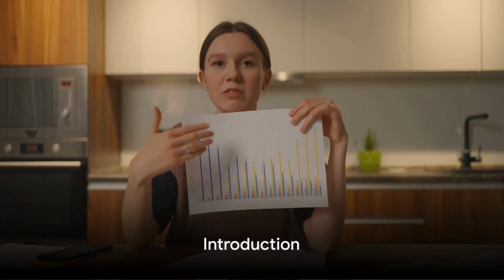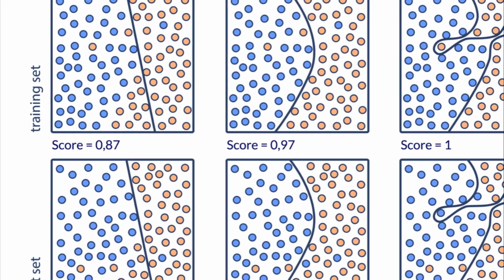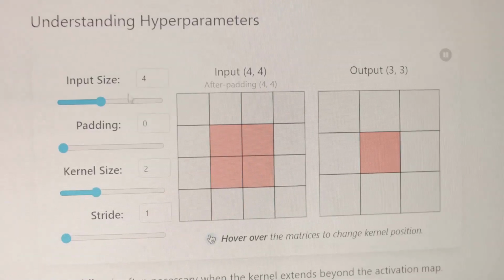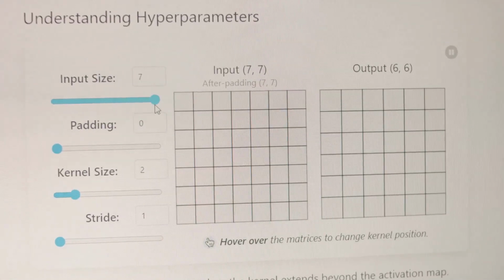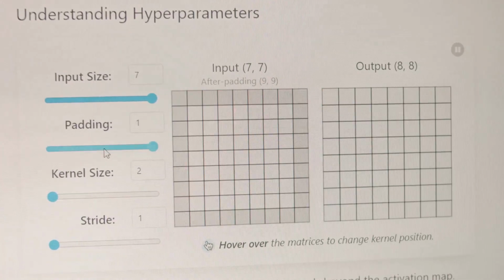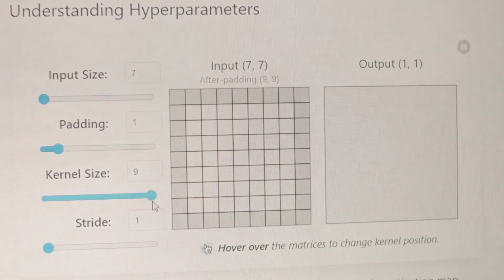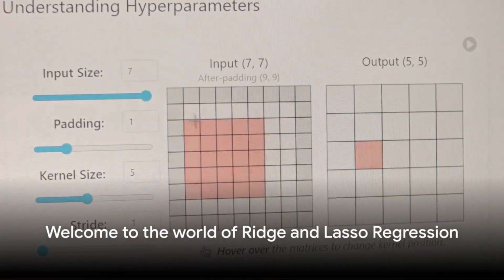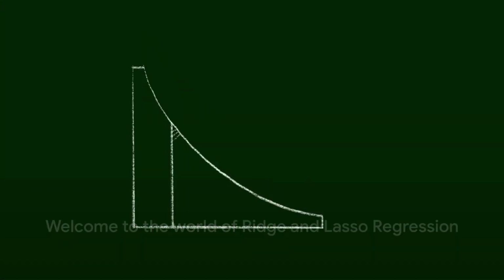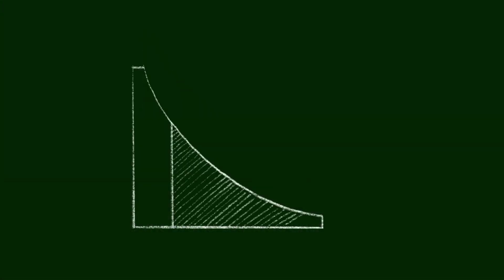Have you ever wondered how to reduce variance in your regression models? Perhaps you've struggled with overfitting, where your model performs exceptionally well on training data, but falters when it comes to unseen data. If so, you've stumbled upon the right place. Today, we'll dive into the world of ridge and lasso regression, two powerful techniques that help in tackling these challenges.